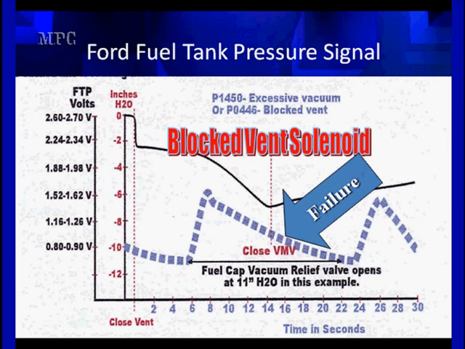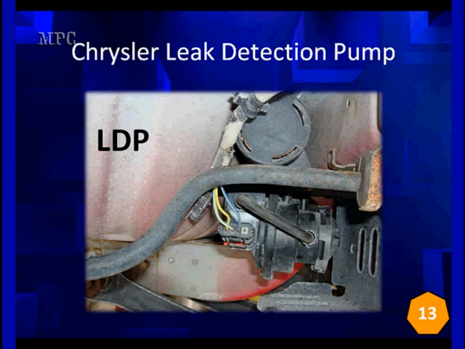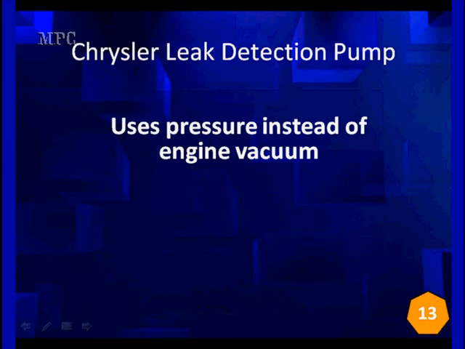Here's a blocked vent solenoid. What's happening here? We get down to about 11 inches is where the filler cap will vent vacuum. It goes down, vacuum relieves, builds back up, goes down, vacuum's relieved. It's a blocked solenoid. Can't be controlled. The leak detection pump is usually located somewhere near the fuel tank. It's going to use pressure instead of engine vacuum.